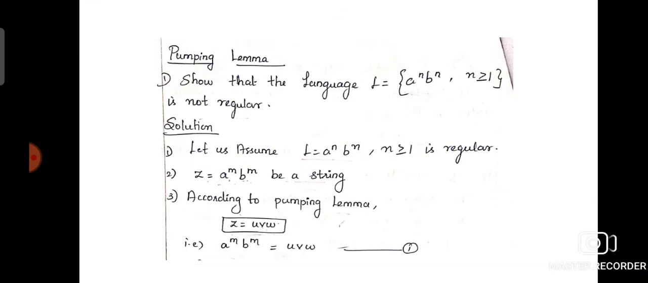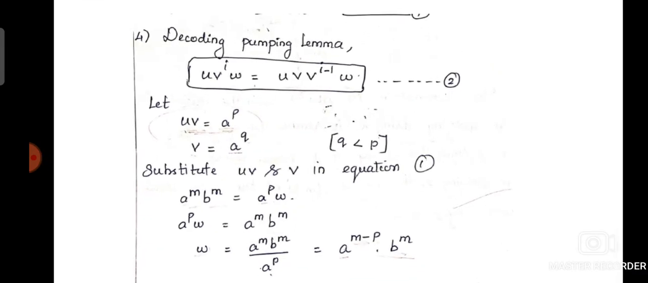Then in step 4, we will write another common standard equation from the pumping lemma, that is u v power i w equal to u v dot v power i minus 1 into w. This is one standard equation, that is equation number 2. Now we are going to derive the values for u, v and w. So uvw is nothing but our string. We are going to split our string for getting the values for u, v and w.